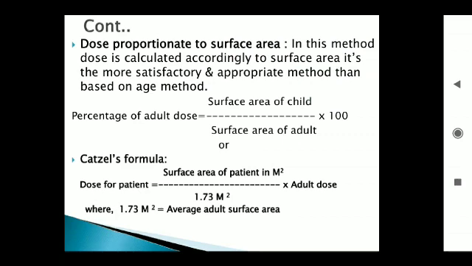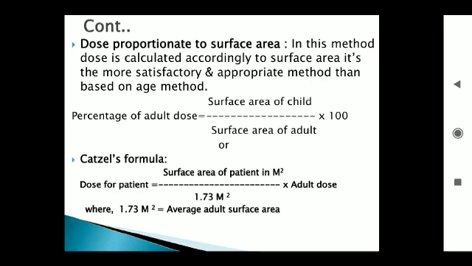Next one, dose proportionate to surface area. This is the most satisfactory and appropriate method compared to the calculation of doses based upon age. In this method, the dose is calculated based upon the body surface area of the adults.